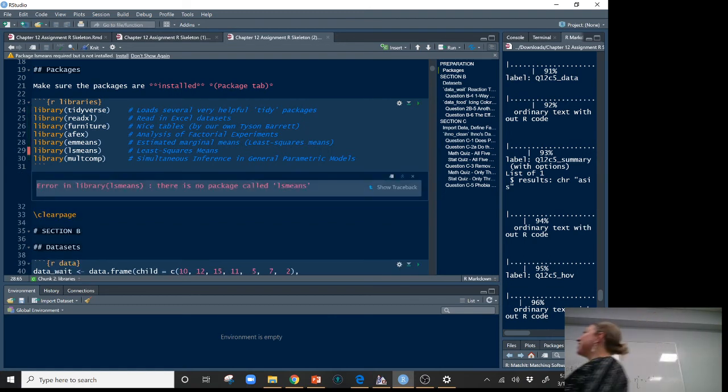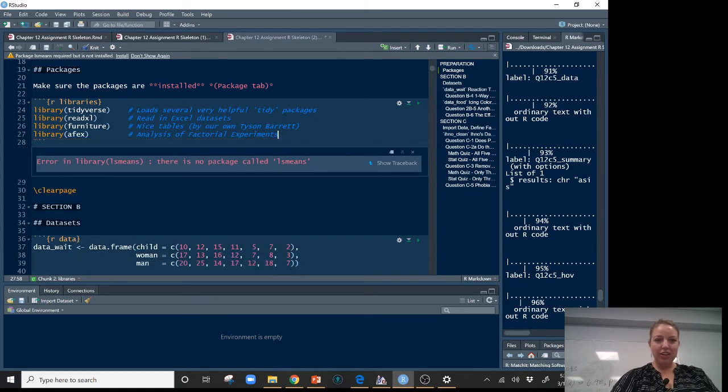Oh. Did anyone get this? Yeah, this was put on the discussion board. What happened? No package lsmeans. We've never used the lsmeans package before. The lsmeans package is dead now. They're no longer updating it. It is obsolete. Instead, we use the emmeans package, so you can delete this line here. If you took the time to install it, nothing's going to go wrong, but you don't need it anymore. In fact, to do this assignment, you don't need any of those. You just need those 4. We need the tidyverse to get us the pipe and dplyr. We need readxl to read in the Enos data set. We need furniture to make our table1, and we need afex to do the ANOVA.